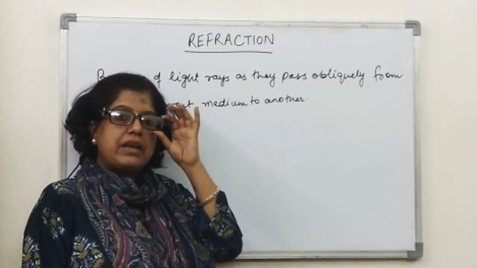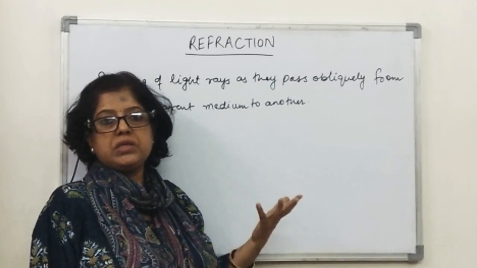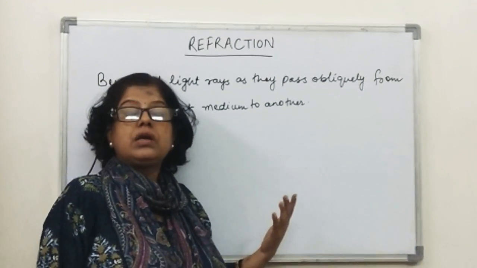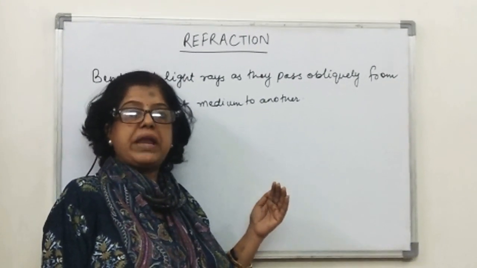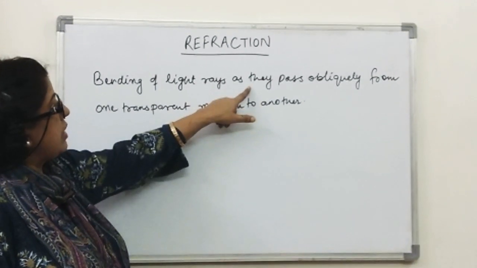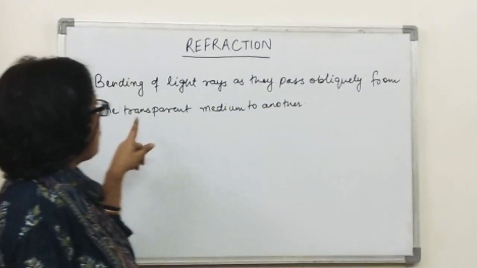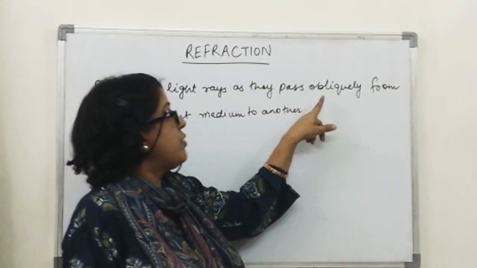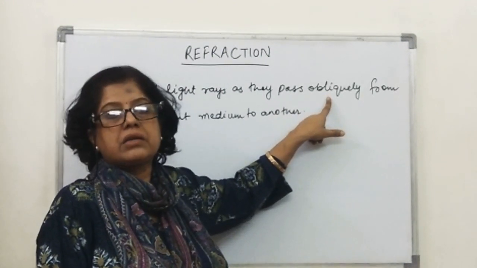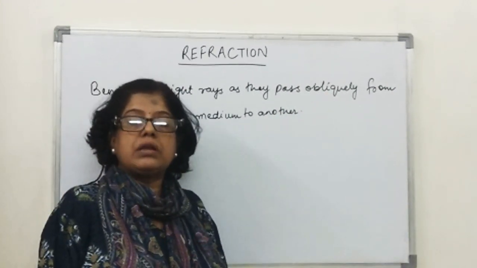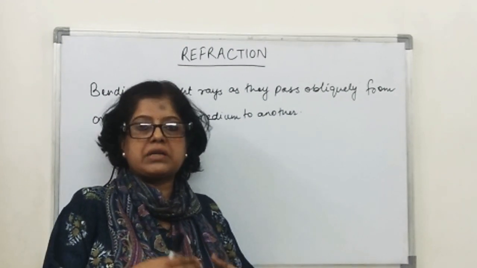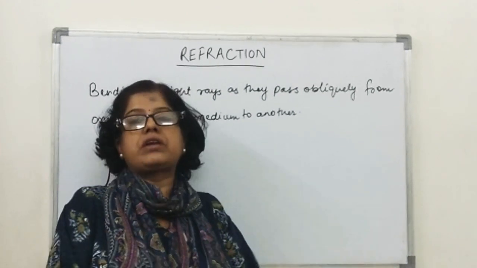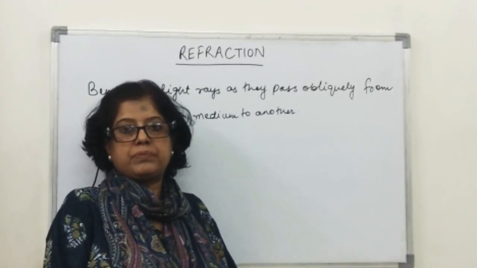Now actually when light travels from one transparent medium like air to another transparent medium like glass or water, it bends. And this phenomenon of bending of light as the light rays pass obliquely from one transparent medium into another is called refraction. Why I use the word obliquely here, I'll make clear during this video, right? So light travels in a straight line, but as it enters from one medium to another, it bends, and after bending it continues traveling in a straight line in that medium, right?